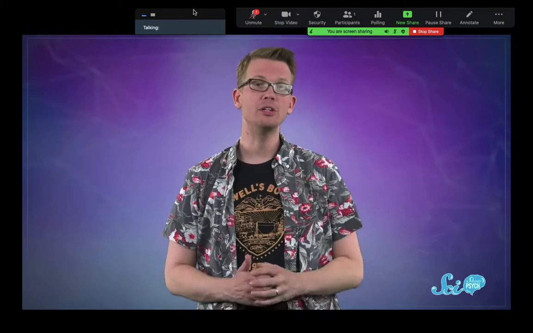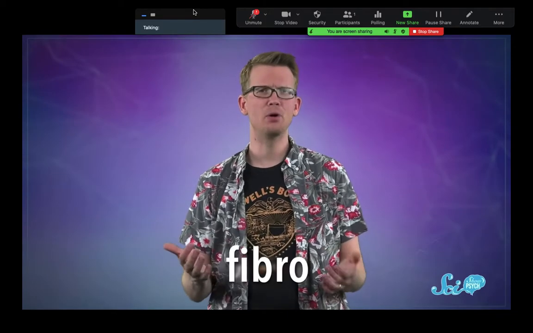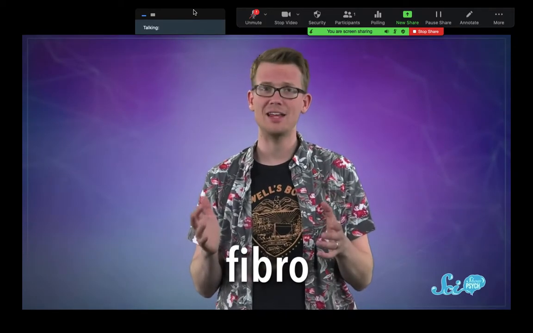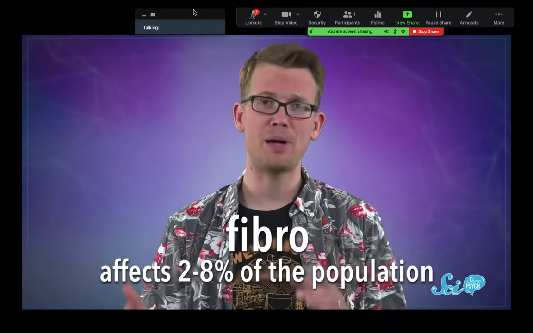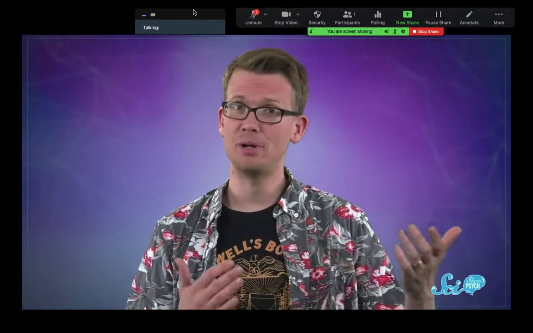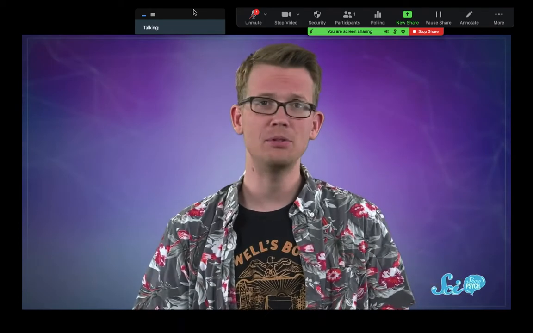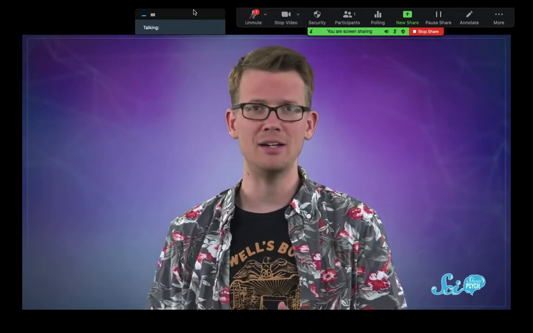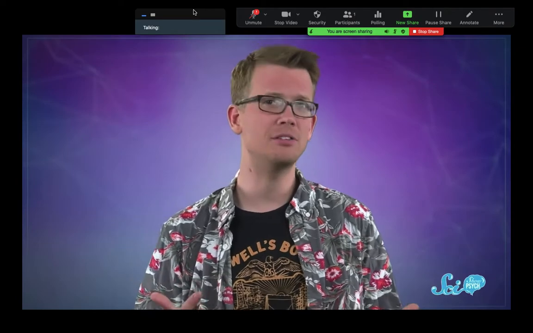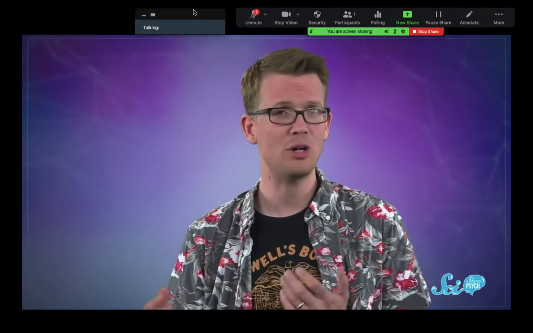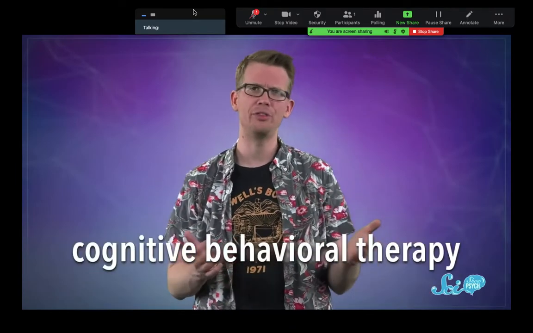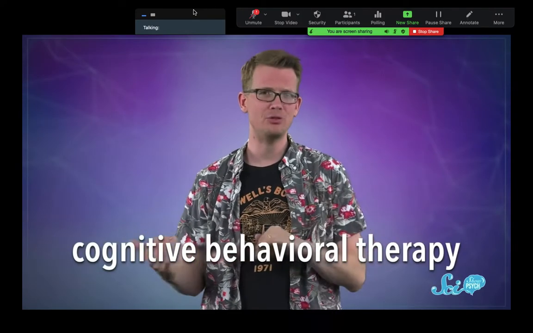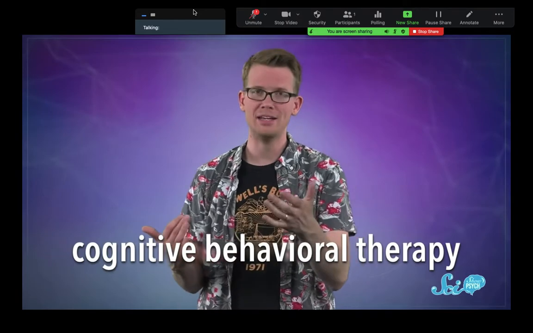The disorder, known in chronic pain communities as fibro, was first formally defined in 1990. It's a chronic condition that affects 2 to 8% of the population. Besides the widespread pain, it also includes symptoms like increased sensitivity to pain, difficulty sleeping, numbness, and problems with things like concentration and memory. Usually it's treated by medications or cognitive behavioral therapy, which aims to prevent patients from focusing on or panicking about their pain.